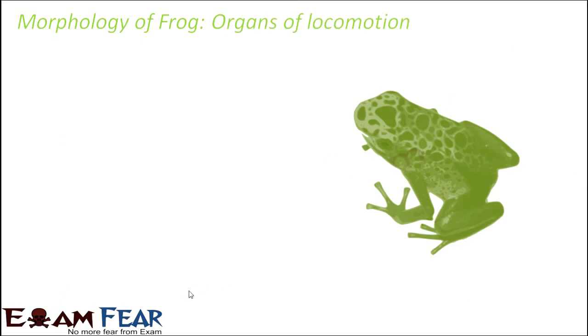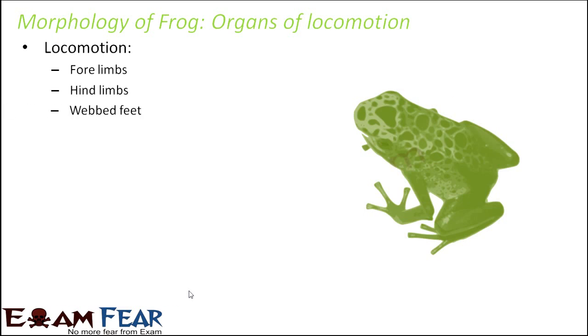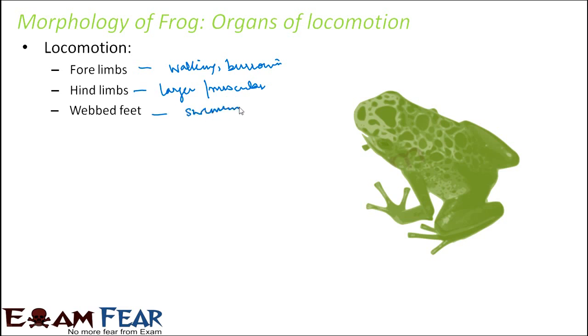So let us now again talk about the organs of locomotion in little more detail. As I said, they have forelimbs, hind limbs and webbed feet. Right? So forelimbs will help in walking, burrowing. Hind limbs are larger, more muscular. So they'll help in hopping and jumping. Webbed feet, because of their structure, will help in swimming.